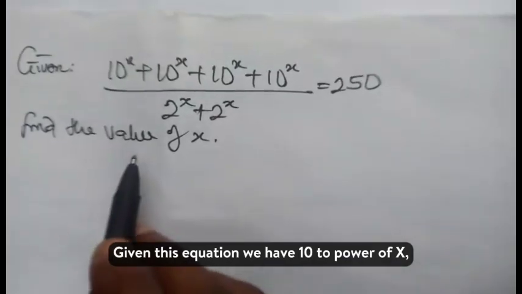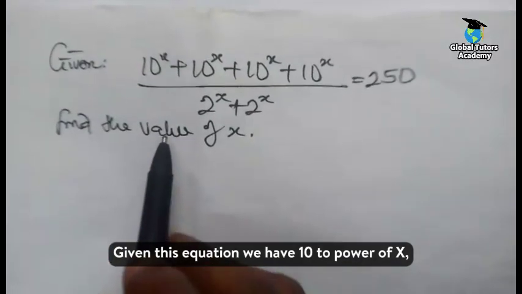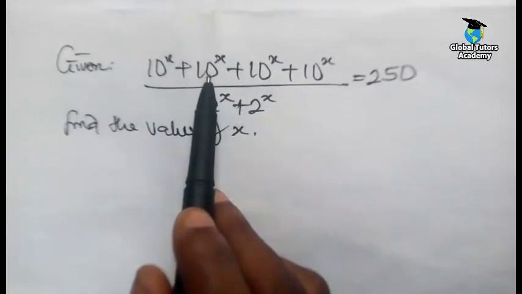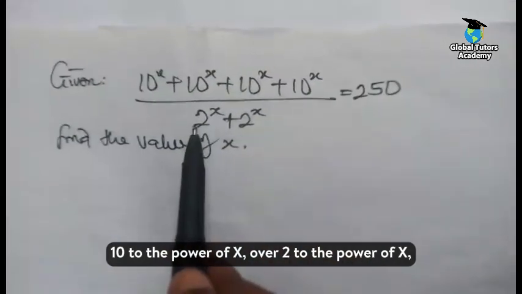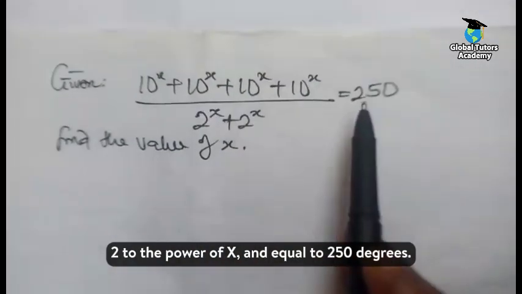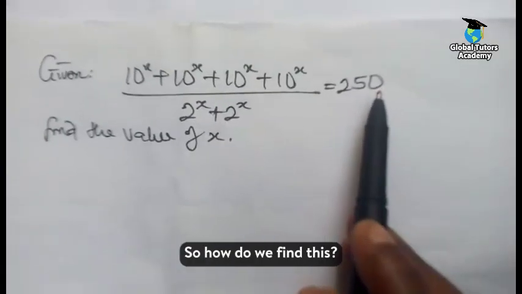Now, given this equation, we have 10 to the power of x, 10 to the power of x, over 2 to the power of x, 2 to the power of x, equal to 250. So how do we find this?